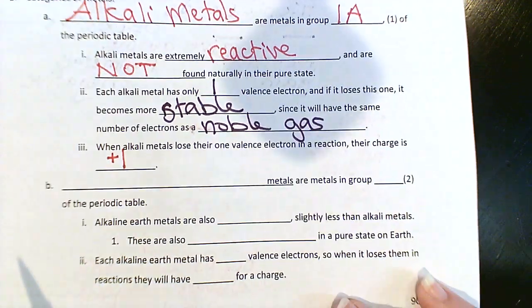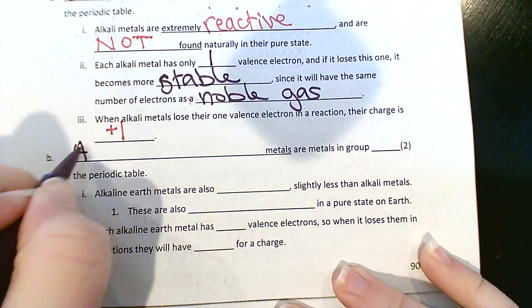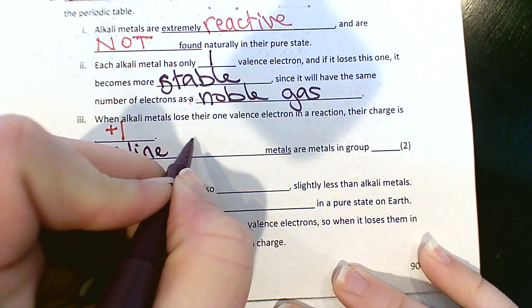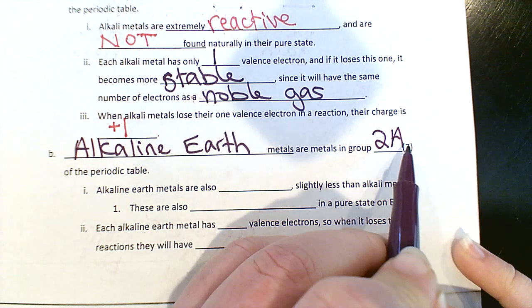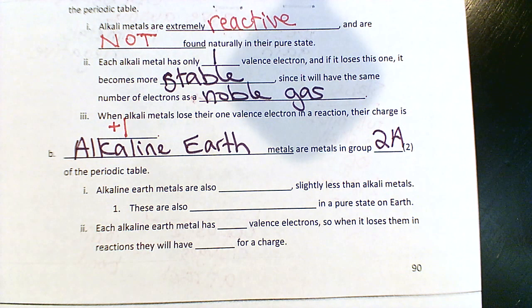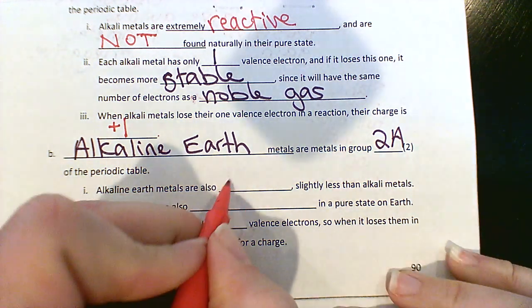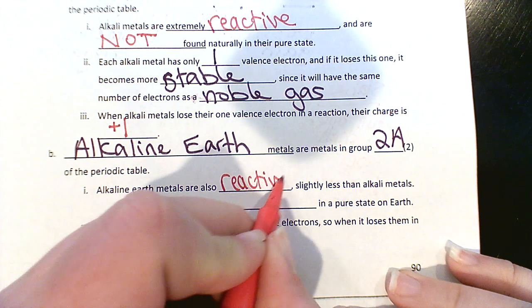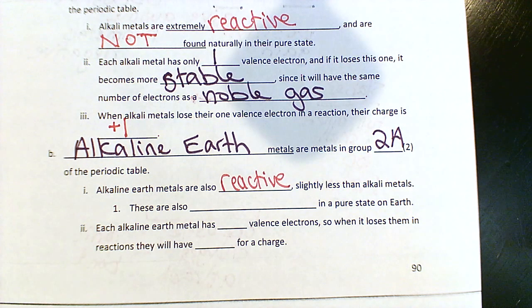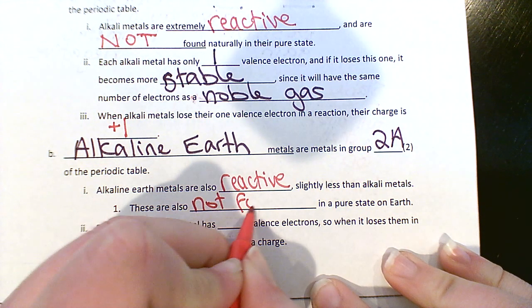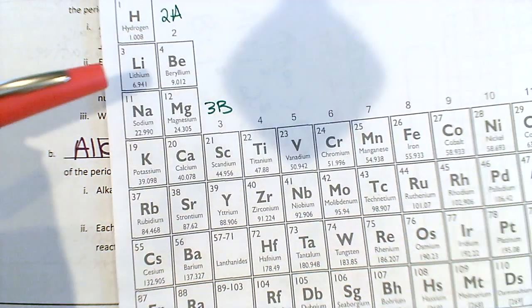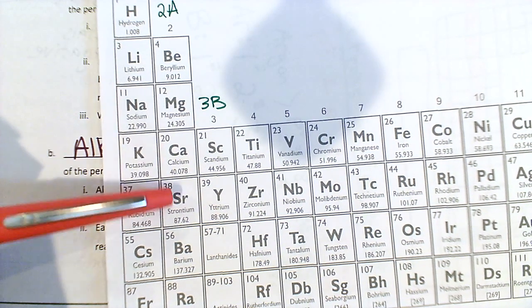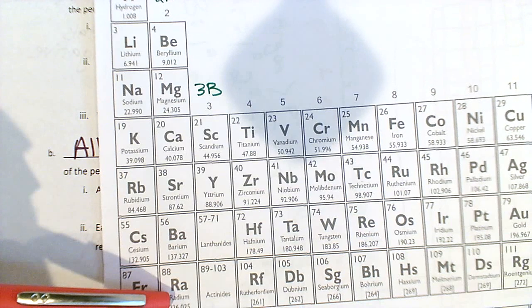All right, second group are the alkaline earth metals. They are in group 2A, or your periodic table might just say 2. They are also quite reactive, slightly less reactive than alkali metals, and they're also not found in a pure state on Earth. Let's look at some of these: beryllium, magnesium, calcium, strontium, barium, radium.